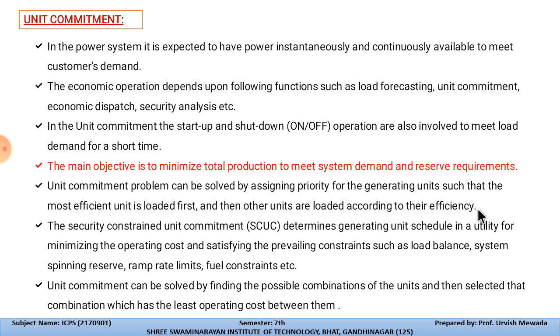So the unit commitment problem can be solved by assigning the priority. Here we have the reserve capacity of the plant, and throughout the day the demand of the customers will not remain the same. We have four types of load: residential, industrial, commercial, and agricultural load. All the loads have different demands throughout the day, and for that we draw the load curve. According to the load curve, we switch units on and off to fulfill the consumers' demand.